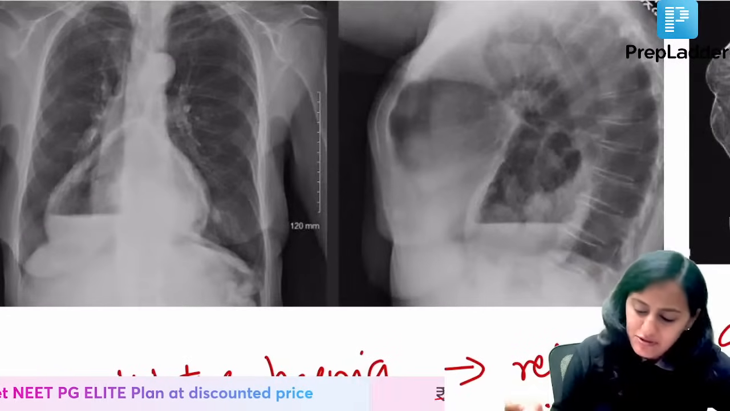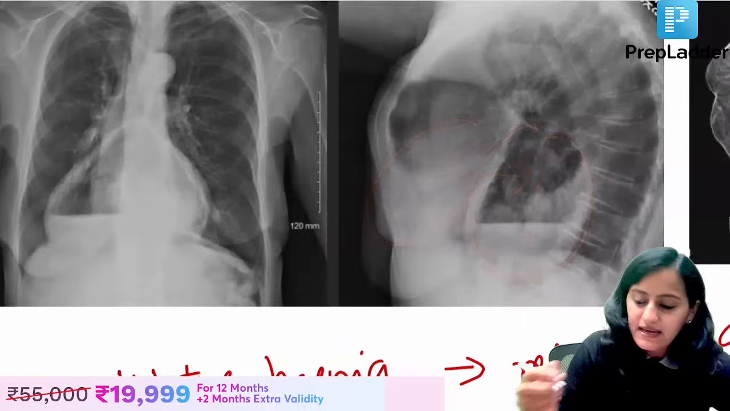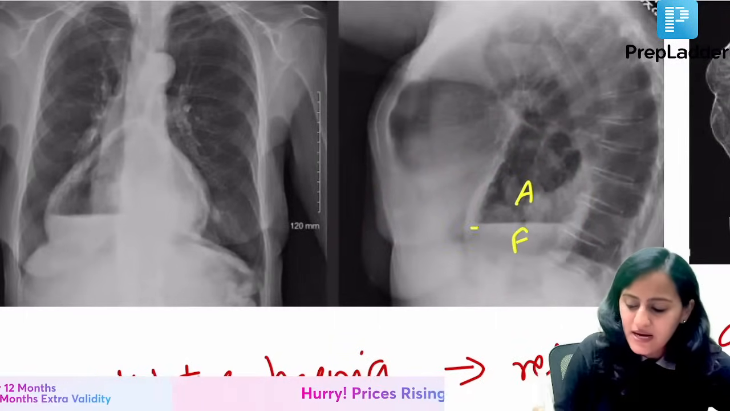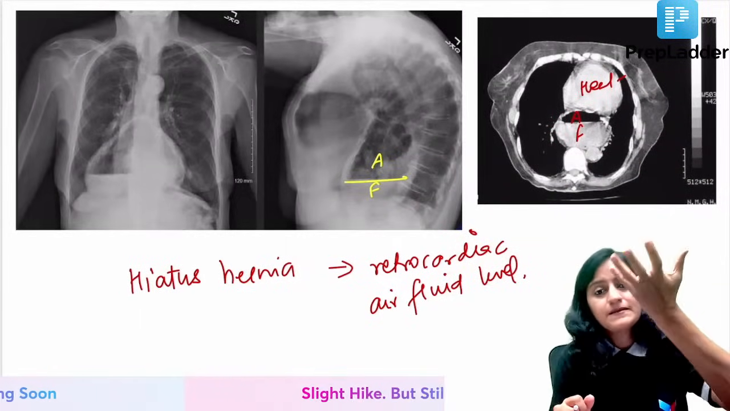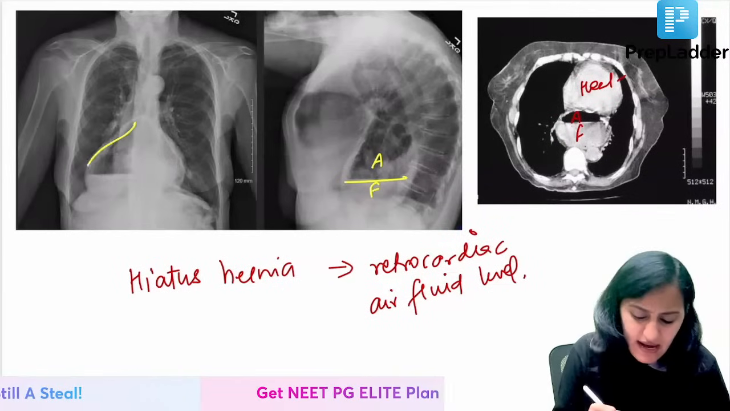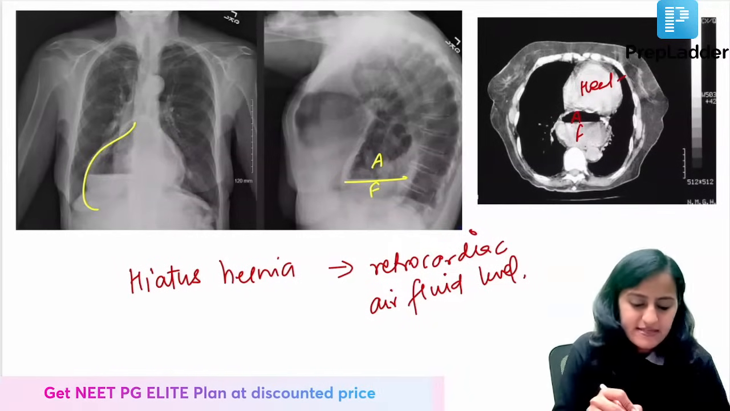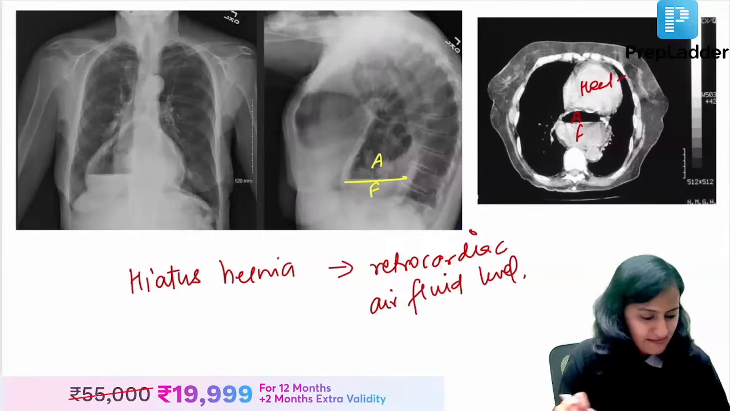When you take the lateral X-ray, this is the heart, and behind that retrocardiac air fluid level is what you are seeing. Okay, clear with everyone? This is hiatus hernia. Retrocardiac air fluid level. This is not the heart that you are seeing here. It is the air fluid level that you have to focus on.